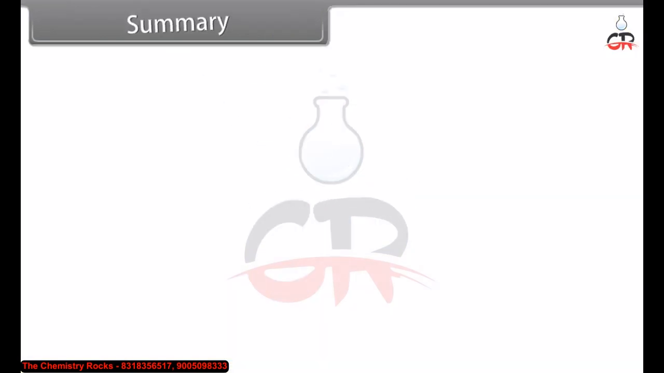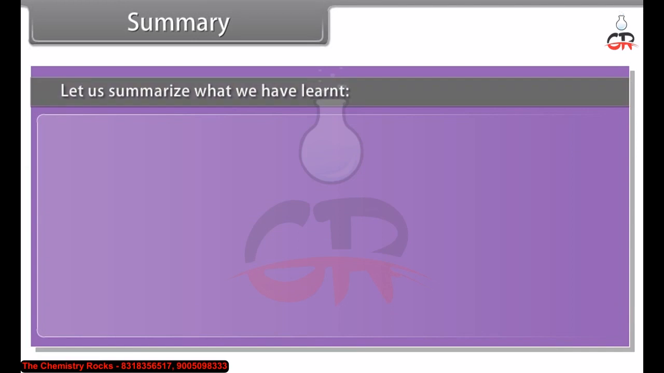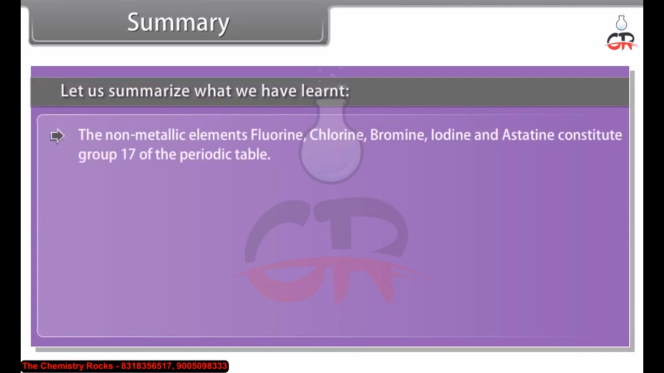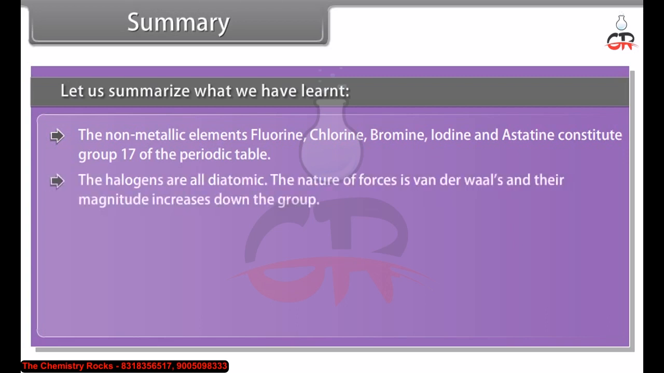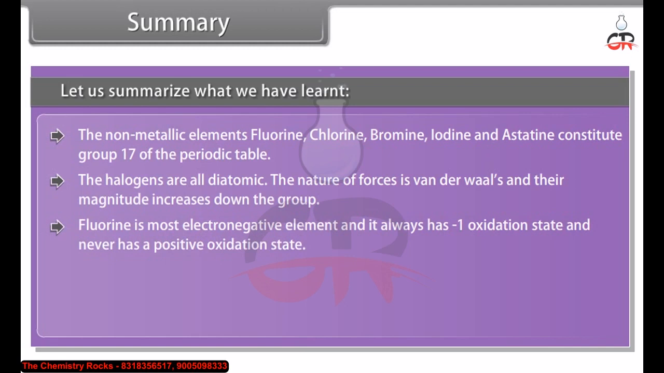Summary. Let us summarize what we have learnt. The non-metallic elements fluorine, chlorine, bromine, iodine and astatine constitute group 17 of the periodic table. The halogens are all diatomic. The nature of forces is van der Waals and their magnitude increases down the group. Fluorine is the most electronegative element and it always has the -1 oxidation state and never has a positive oxidation state.